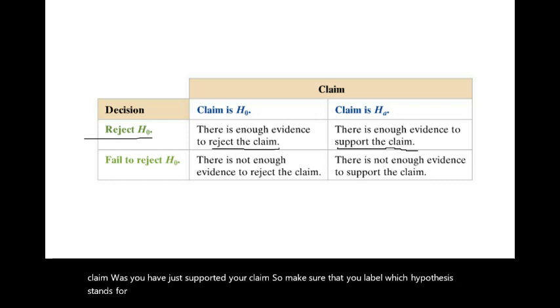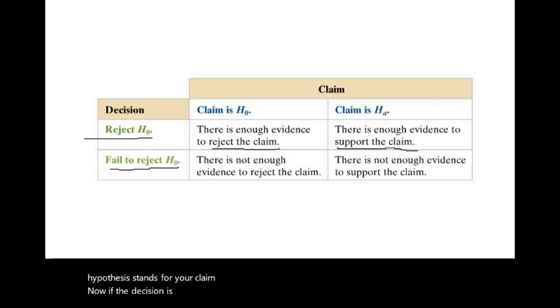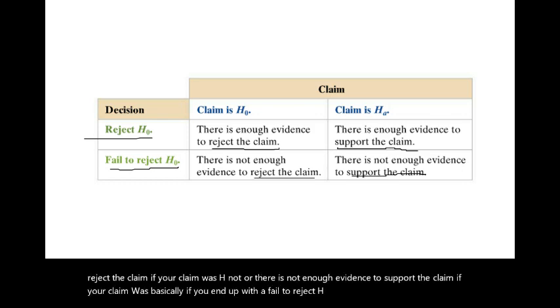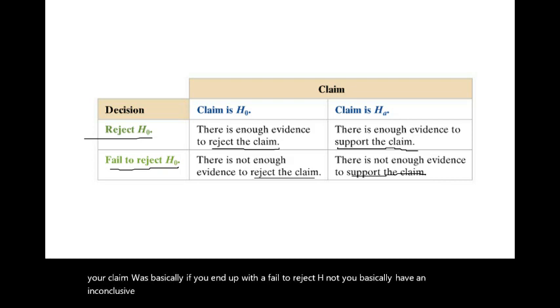Now, if the decision is made to fail to reject H0, then there is either not enough evidence to reject the claim if your claim was H0, or there is not enough evidence to support the claim if your claim was HA. Basically, if you end up with a fail to reject H0, you have an inconclusive test. You cannot reject H0, you don't have enough evidence, and you cannot support HA. So a fail to reject is basically an inconclusive test.